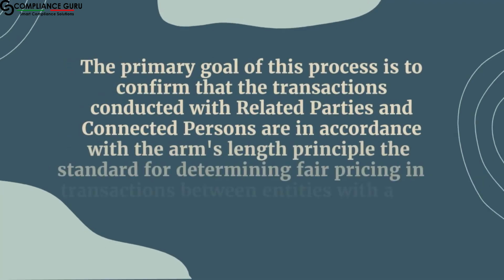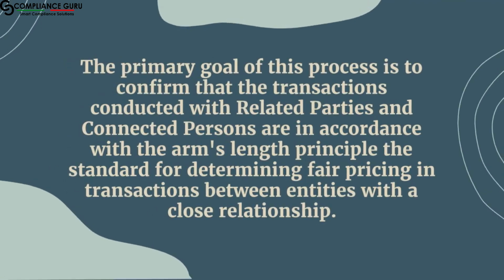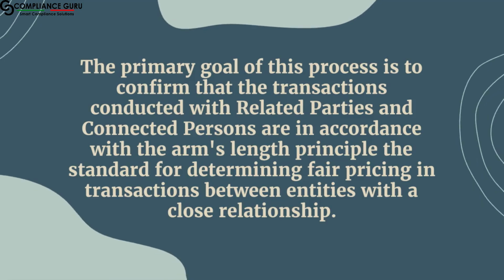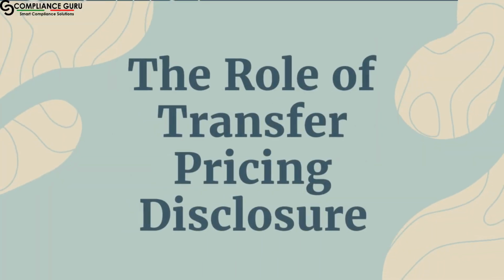The primary goal of this process is to confirm that the transactions conducted with related parties and connected persons are in accordance with the arm's length principle, the standard for determining fair pricing in transactions between entities with a close relationship. The role of transfer pricing disclosure.